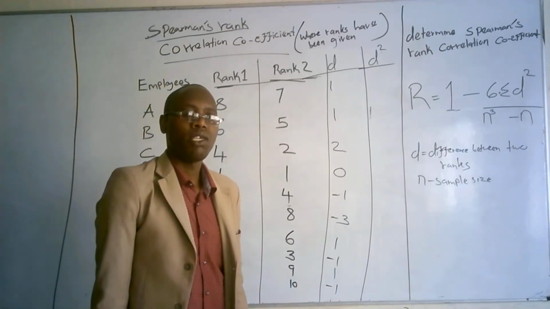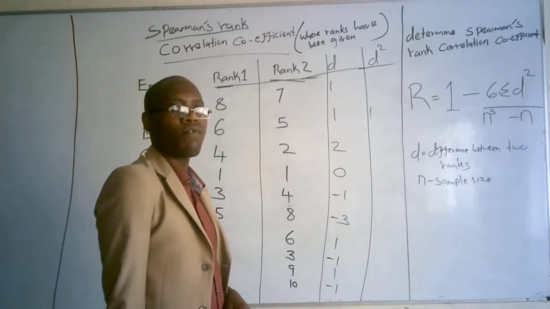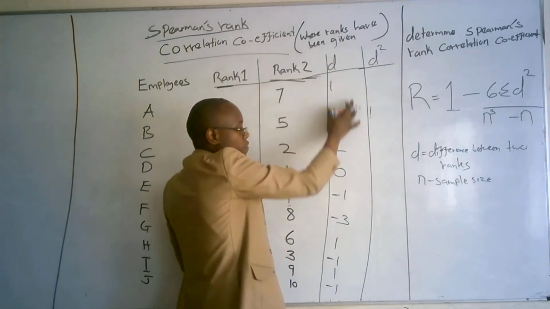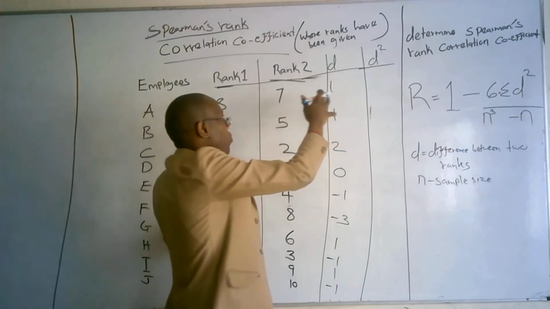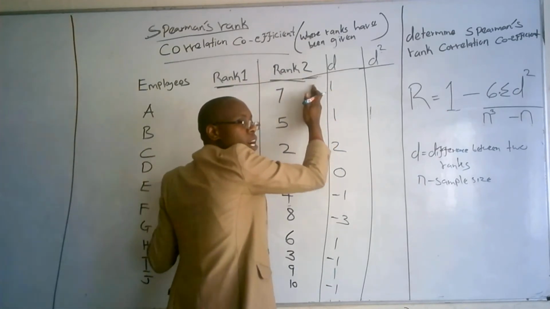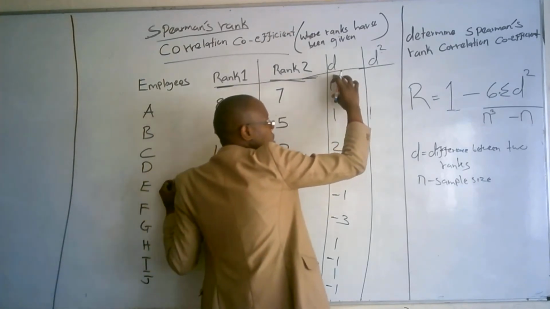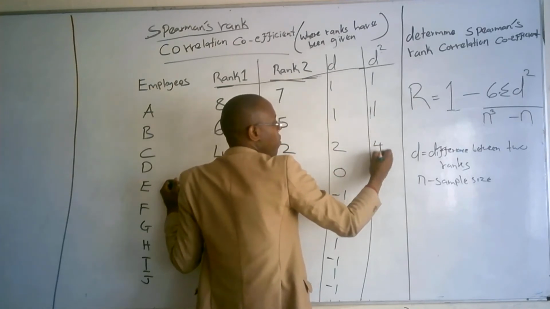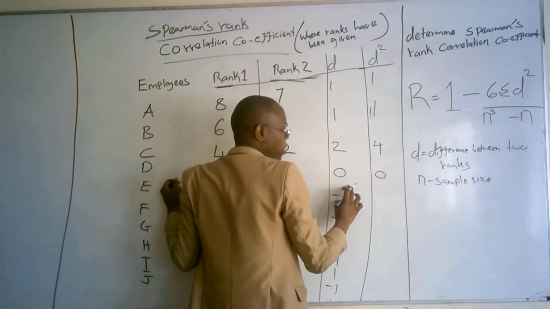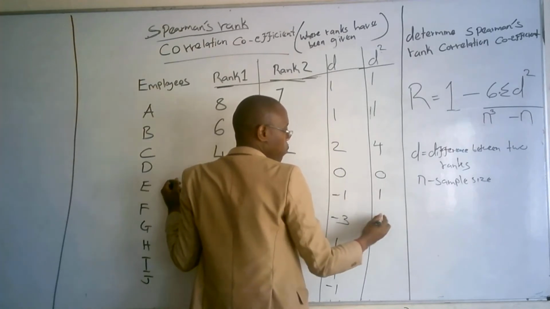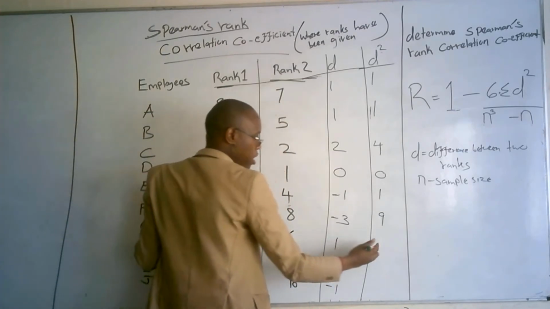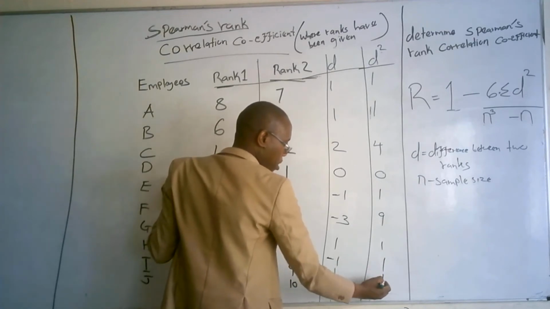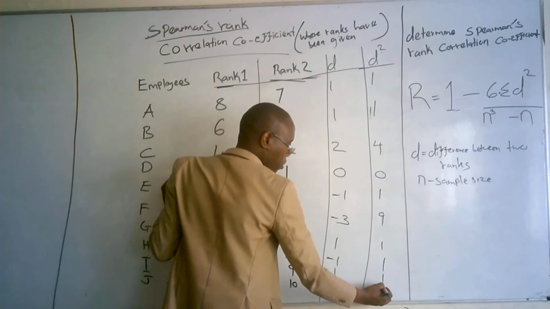The next step is to find D squared. And how do we find D squared? We square this D that we have calculated by taking the difference between the two ranks, which was rank 1 minus rank 2. So D squared becomes 1 squared, which will be 1. This 1 squared will also be 1. 2 squared will be 4. 0 squared will be 0. Negative 1 squared will be 1. Negative 3 squared will be 9. And then 1 squared, which will be 1. Negative 1 squared also, which will be 1. This 1 squared here will be 1. And lastly, negative 1 squared, which will also be 1.